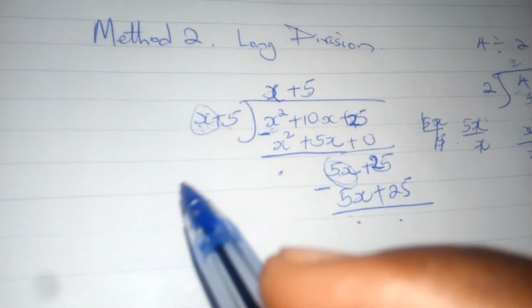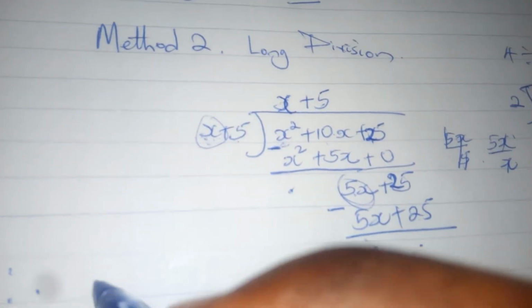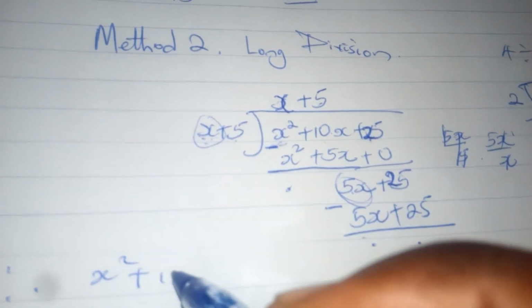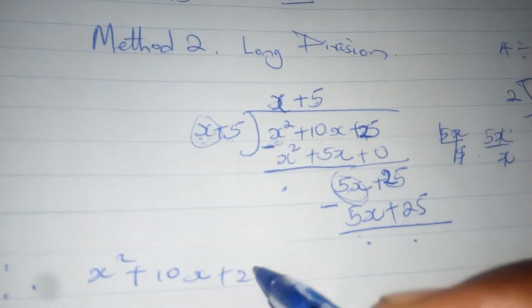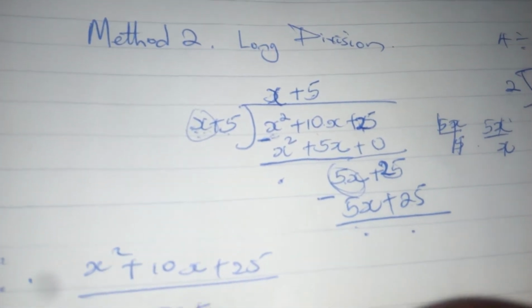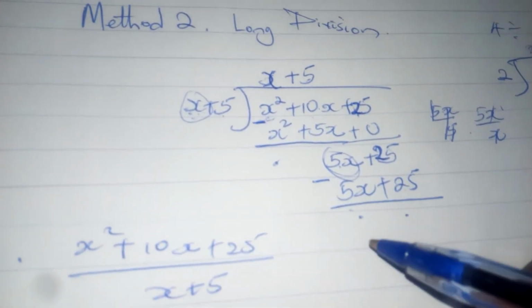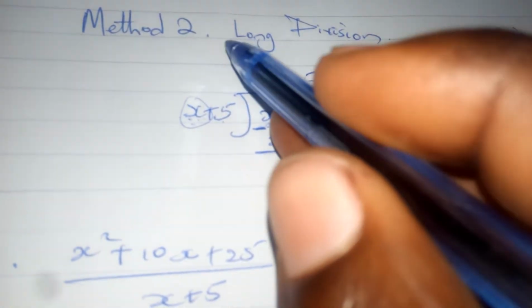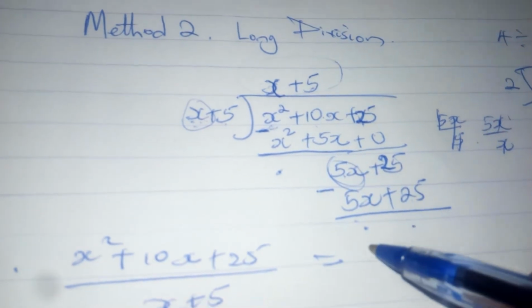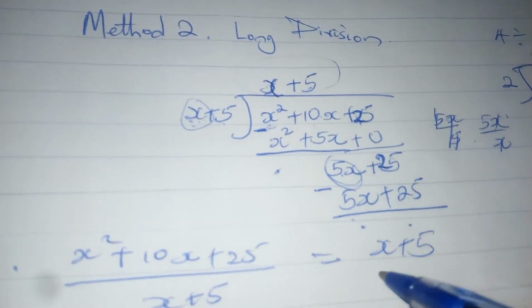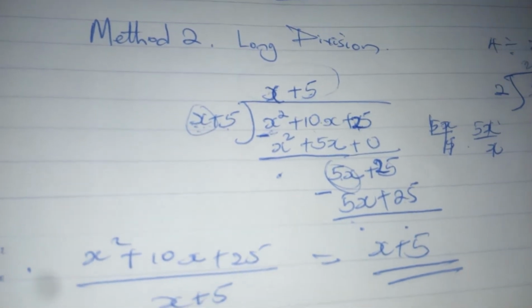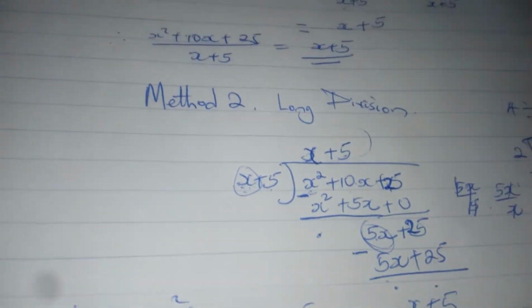Then we conclude, therefore x squared plus 10x plus 25 divided by x plus 5 will be equal to the answer up there, which will be x plus 5. We still get the same answer, though we have used 2 different methods.